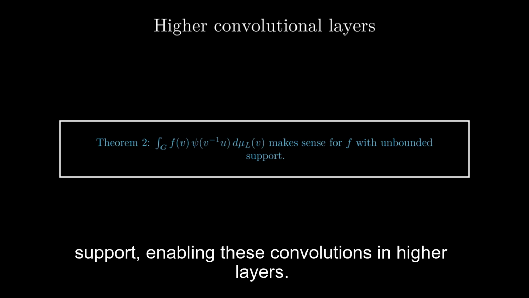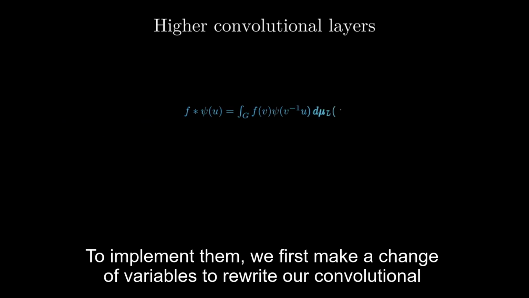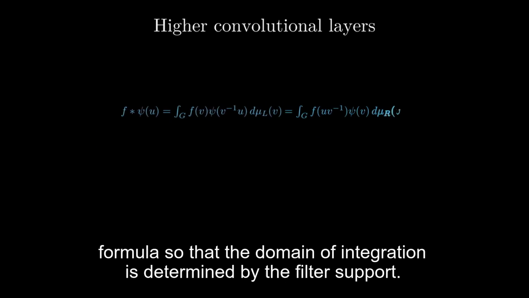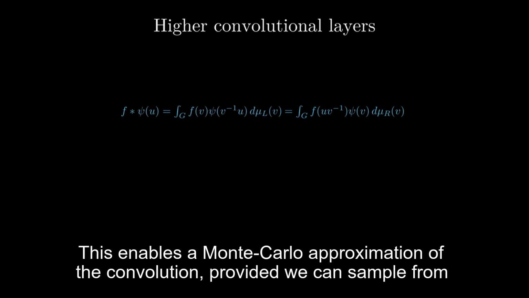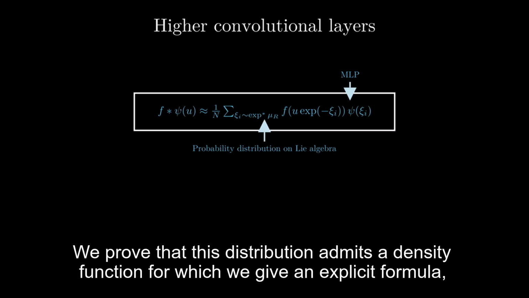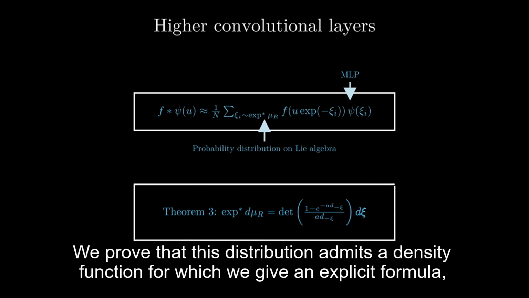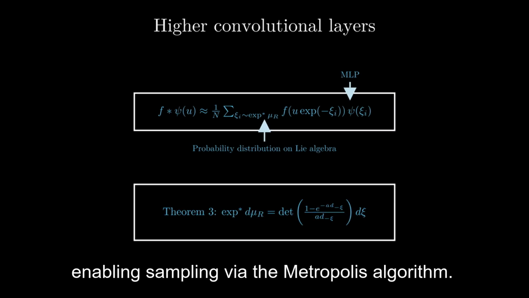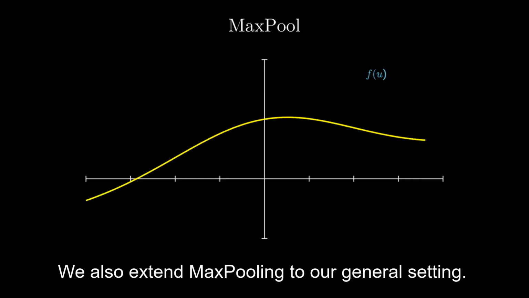To implement them, we first make a change of variables to rewrite our convolutional formula so that the domain of integration is determined by the filter support. This enables a Monte Carlo approximation of the convolution, provided we can sample from a particular probability distribution on the Lie algebra. We prove that this distribution admits a density function, for which we give an explicit formula, enabling sampling via the Metropolis algorithm. We also extend max pooling to our general setting.